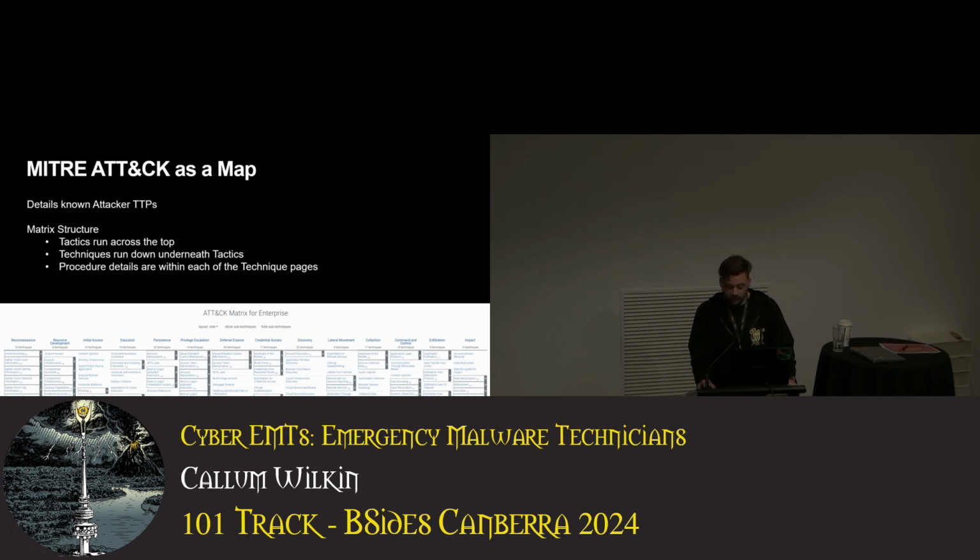So not every attack involves all tactics and techniques. The tactics used depend on the attacker's specific goals and they may not follow a strict left to right progression.